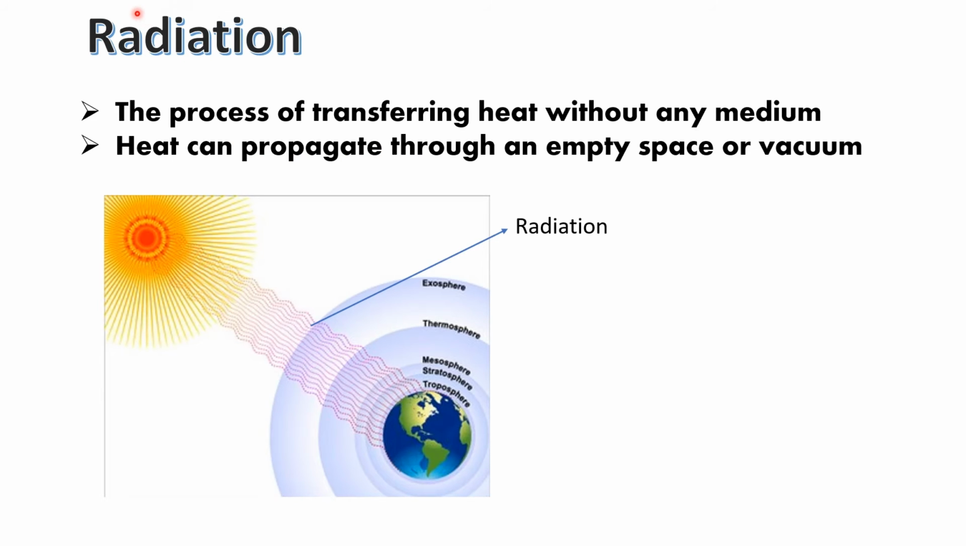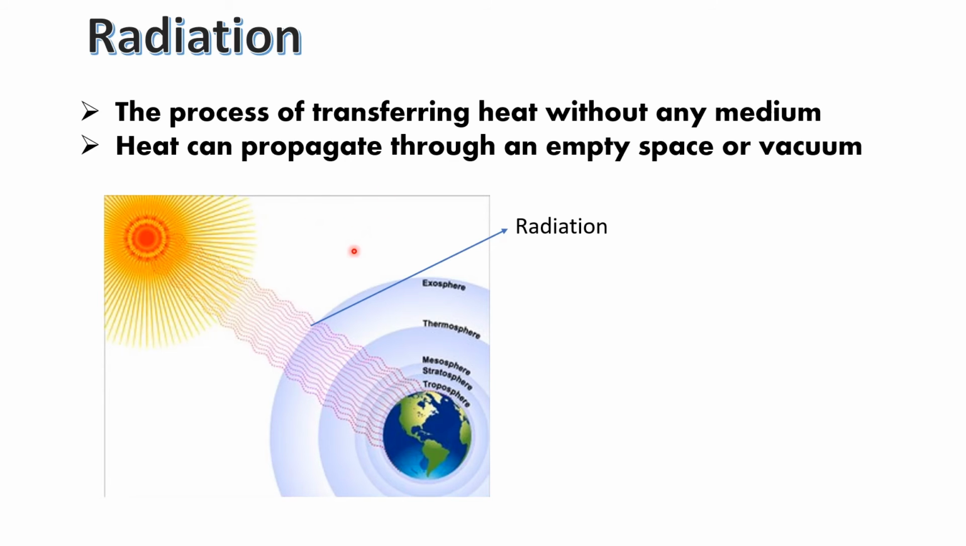Another way of heat flow is through radiation. Radiation is the process of transferring heat without any medium. Unlike conduction and convection, radiation does not require any medium, such as solid and fluid. It means that heat can propagate through an empty space or vacuum. Propagate means transferred. Vacuum means a space without any air particles. So heat can be transferred through a space without any air particles.